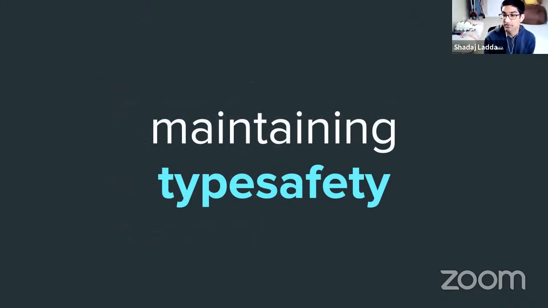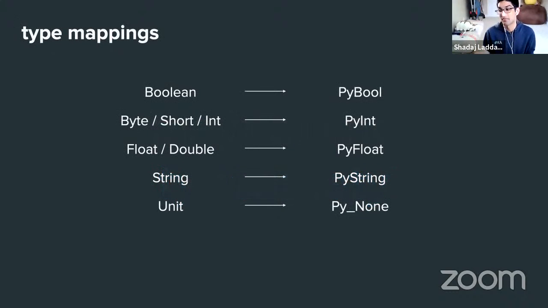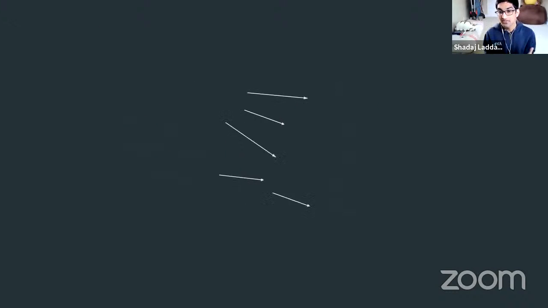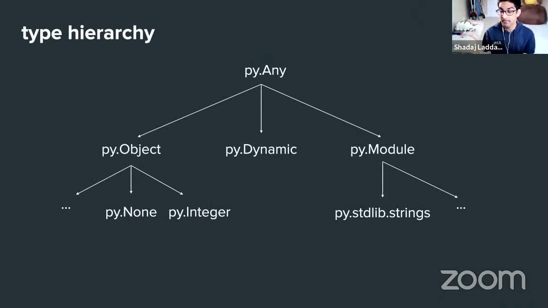And lastly, let's talk about maintaining type safety, which is something that's super important, especially for us as Scala developers. Type safety is really important since it allows us to program with a lot more confidence. So first of all, ScalaPy comes with some built-in type mappings between Scala primitives and Python primitives. So these are between the core built-in types of Python. But beyond this, ScalaPy also comes with a complete type hierarchy of all the different types of values you'll get in the Python standard library and ecosystem in general.